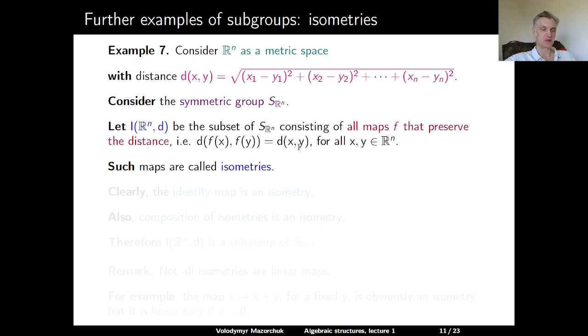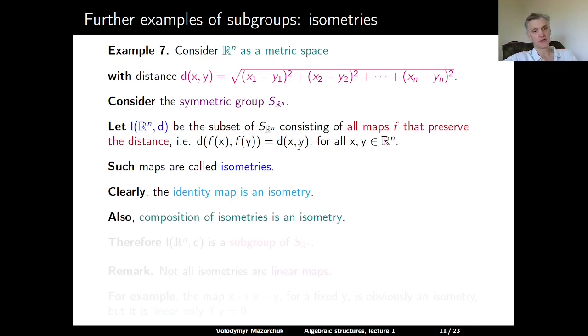Such maps which preserve this distance are called isometries. Clearly the identity map is an isometry, and composition of isometries is an isometry, and the inverse of an isometry is an isometry. Therefore, this set of all isometries is a subgroup of the symmetric group S(R^n).